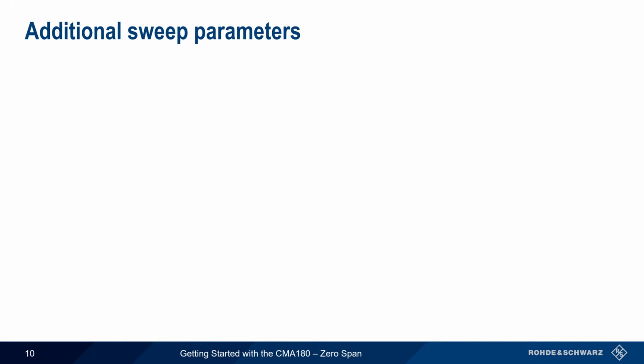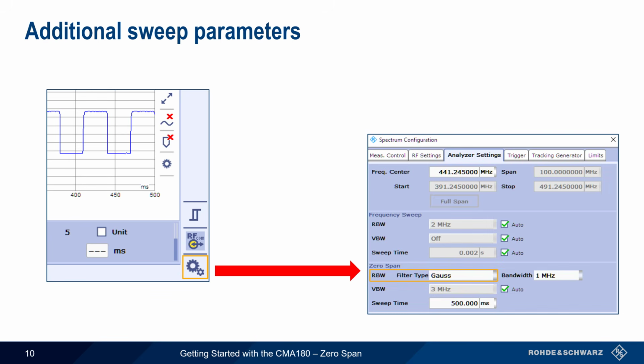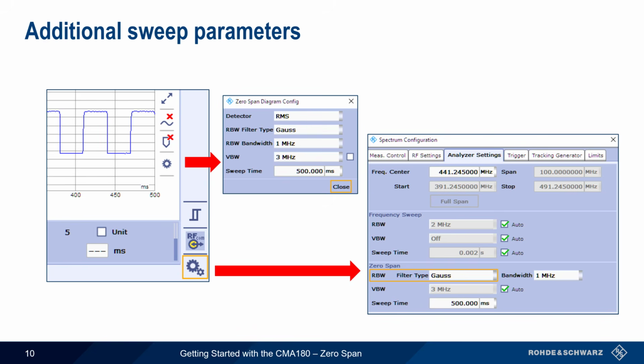In addition to the basic parameters, additional zero-span settings are available by clicking the configuration icon in the bottom right corner of the screen and then choosing Analyzer Settings. The zero-span settings are found in the bottom portion of this dialog. The configuration icon in the results area can also be used to specify various parameters, in particular the filter type, which is set to Gaussian by default. Note that throughout the CMA, a green check mark next to a value indicates that it was automatically set.